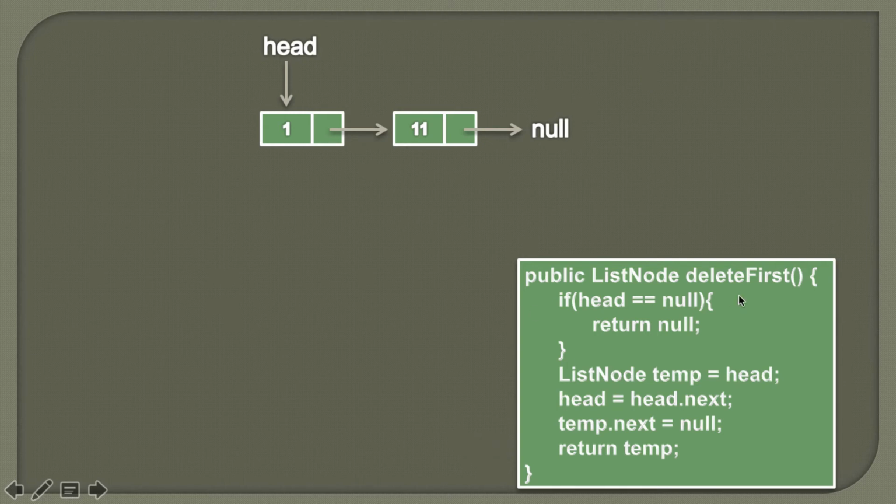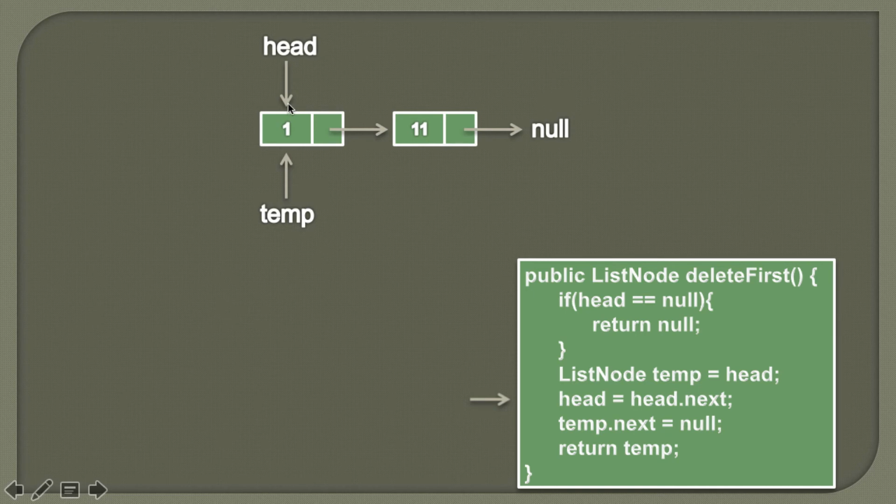Friends, let's say you want to perform delete first again. We call delete first again on this singly linked list having 2 nodes. It would look something like this. We check whether head is equal to null or not. Head is pointing to this node, therefore the condition in the if block comes out to be false. We again create a temporary list node which will point to the first node of the singly linked list, because we are assigning the value of head to it.